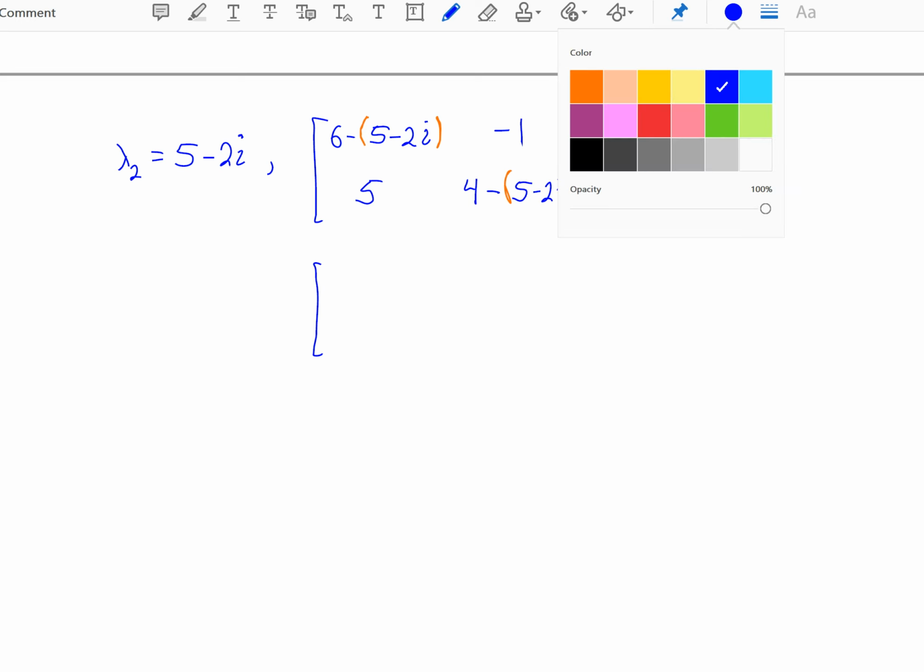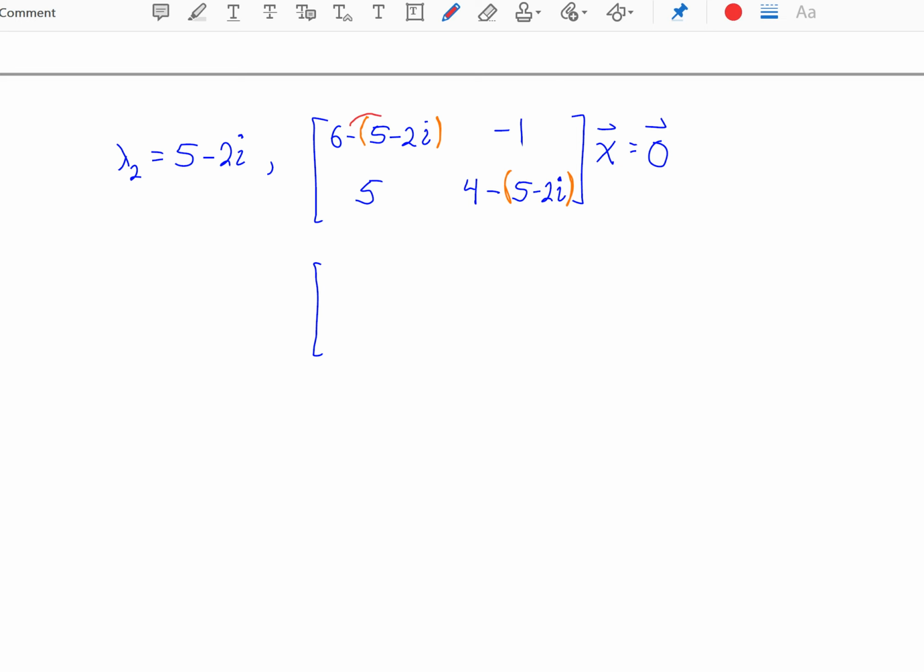And now let's simplify. Remember to distribute this minus sign to each of the terms in the parentheses. This is the part that lots of students miss. I think we get 1 plus 2i, -1, 5, -1 plus 2i, times some vector with components x, y, and this has to equal the 0 vector.